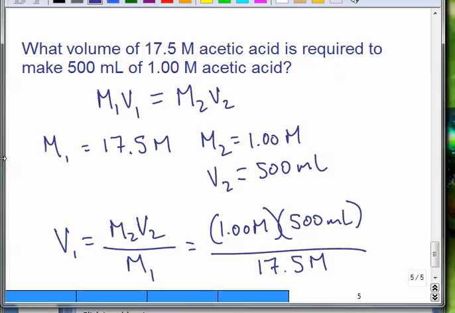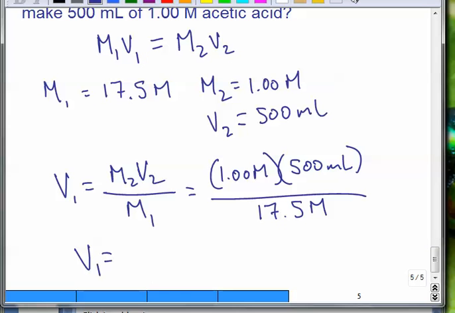So when I do this calculation, I find the volume of acetic acid that I need. That's what the question is asking: what volume of this 17.5 molar solution do I need to make 500 mL of 1 molar? Okay, so I just take 1 times 500 divided by 17.5, telling me I need 28.6 milliliters of that glacial acetic acid, that high concentration of acetic acid. I will then take that 28.6 milliliters, dilute it with deionized water to my final volume of 500 milliliters, and I have a half a liter of 1 molar solution.